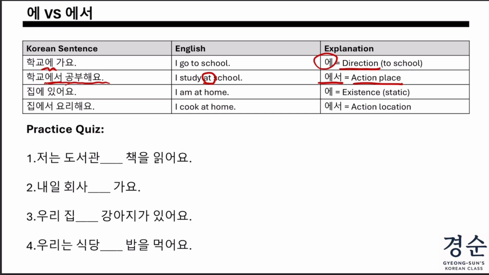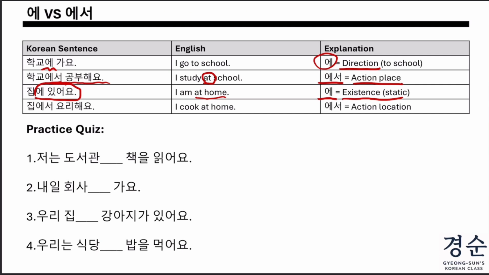Okay? 집에 있어요. Like I told you, 에 있어요. It's like a package. Okay? 에 있어요. You can just memorize this. Okay? 집에 있어요. I'm at home. So even though you exist at home, in your house, it's static, right? It's not like you are doing some action, but you are just existing in the house. So, like I say, existence. So it's 에. Okay, if you say 집에서 있어요, it's very, very weird.